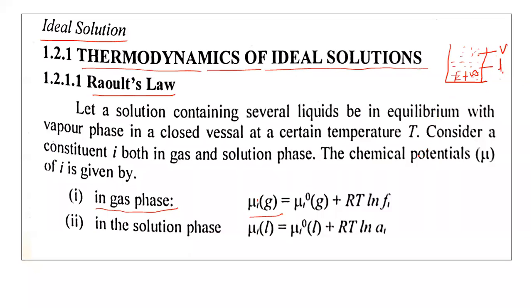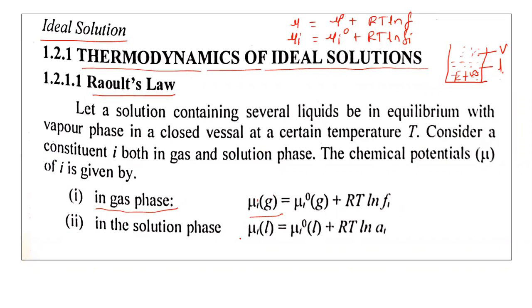We know the derivation of the chemical potential from chemical thermodynamics. We have derived that mu is equal to mu 0 plus RT ln f. Suppose there are i constituents present in the solution, then we can write mu i equal to mu i 0 plus RT ln f i. This is for the gas phase.